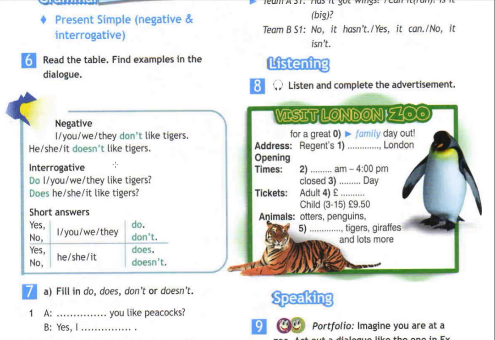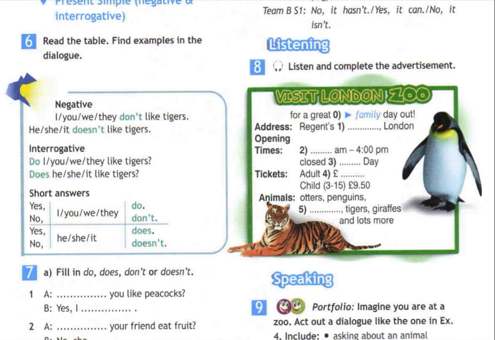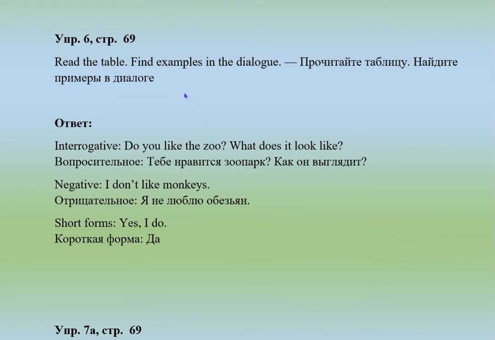The next. Найдем примеры в диалоге and the answer. Interrogative. Вопросительное. Do you like the zoo? What does it look like? Negative. Отрицательно. I don't like monkeys. Short form. Короткие формы. Yes, I do.